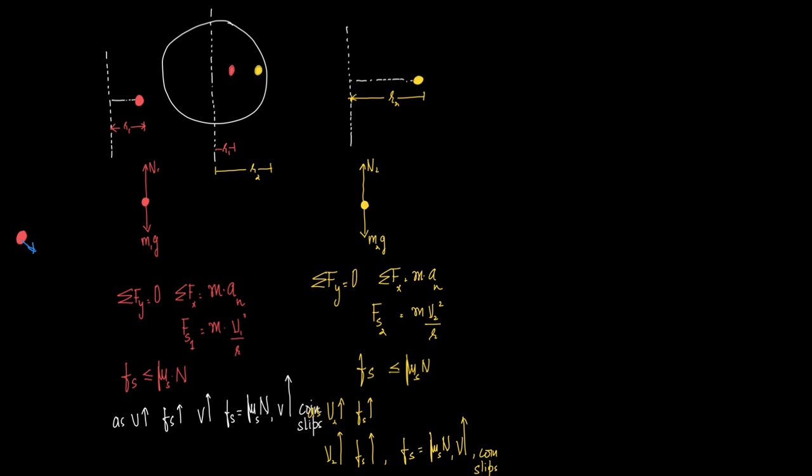Okay, so earlier we were discussing one circular disc and one coin on it, right? In this case, I have taken one circular disc and two coins. One coin is at a distance r1, the other coin is at a distance r2. From where? From the center of the table. All right. So we have r1 and r2.